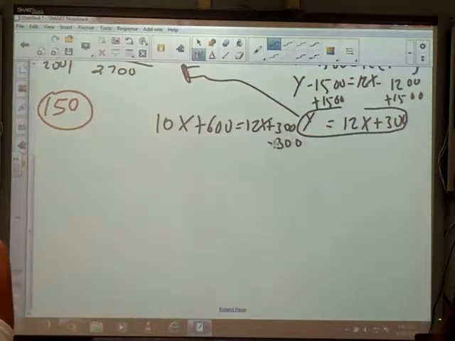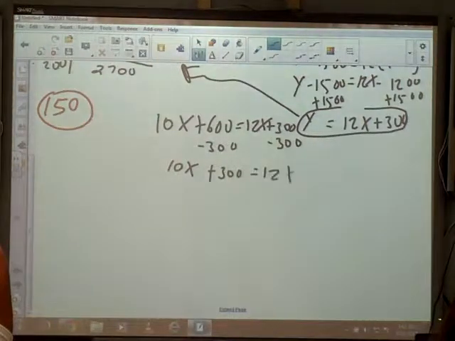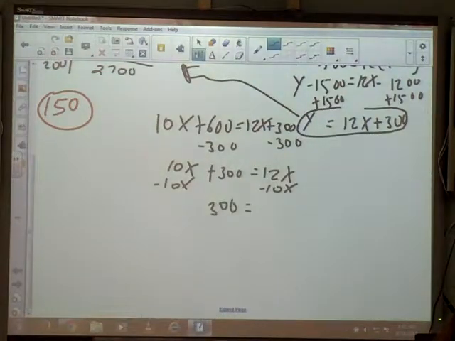If I subtract 300 from itself, I've got to subtract it from its like term on the other side. So it gets me 10x plus 300 equals 12x. Now, after Chloe did that, she doesn't have a choice on what to do next. She needs to get those x's together. Minus 10x. Good, Stephen. Let's subtract 10x from both sides. So that got me 300 is equal to 2x.